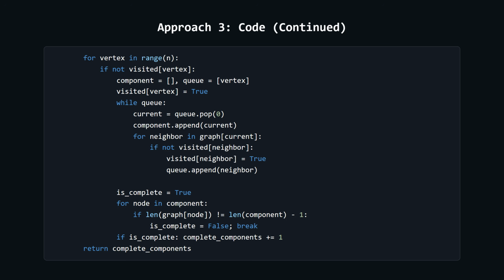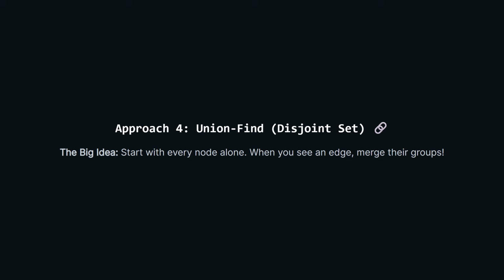It uses a while loop with a queue to gather every node into a list called component. Then, it just loops through that list and checks if every single node has exactly component length minus 1 edges. If they all do, it counts it.